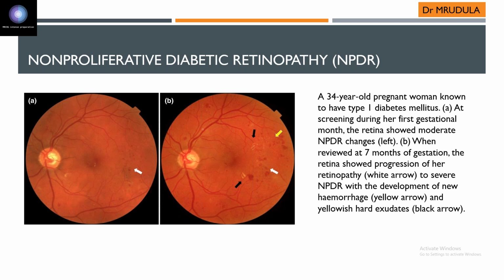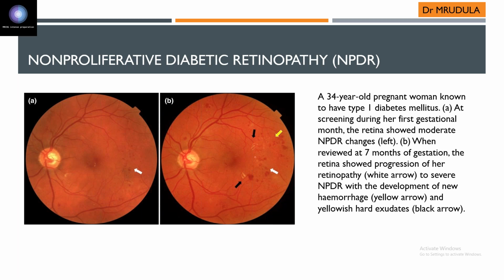For non-proliferative diabetic retinopathy, you can see here at the first screening visit, this patient was a 34 year old with type 1 diabetes mellitus. In the first visit, she has mild or moderate non-proliferative retinopathy. You can see small hemorrhages here with this white arrow.